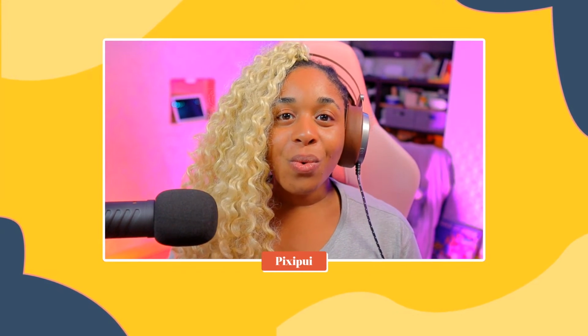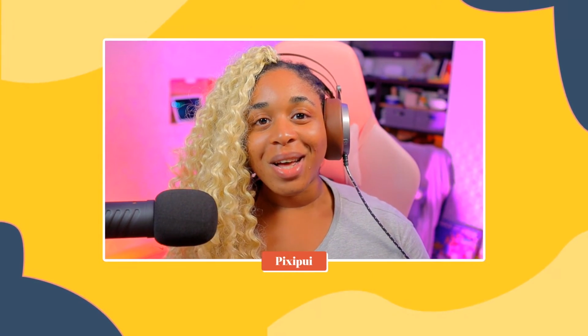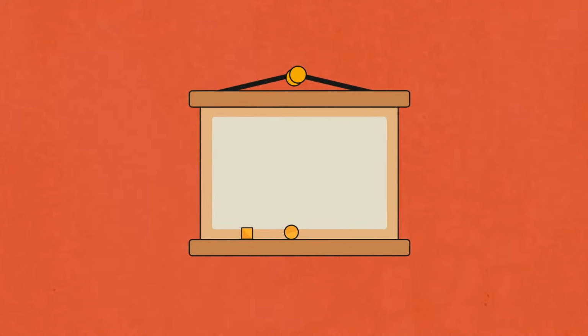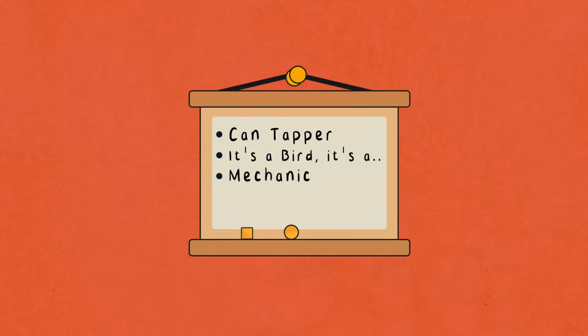So yes, as always, even though there's no what screen, we do have a class project. Today we've got 3 new pieces of minigame homework: the Can Tapper, It's a Bird, and Mechanic. So this is your call to action to download those minigame files and get ready for some faux 3D.